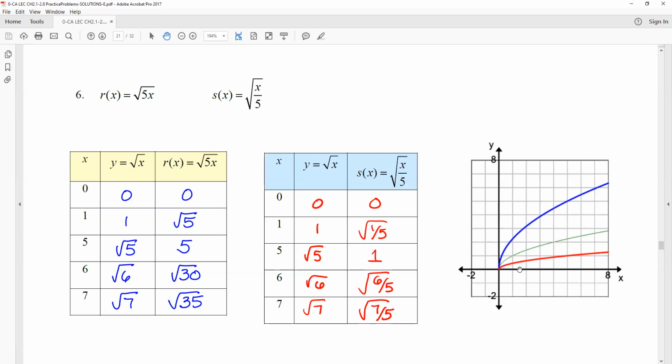Okay, square root of x. Square root of x is this green graph. If we take a 5 times that, it's going to make it taller. If we take a 1/5 times that, it's going to make it shorter.